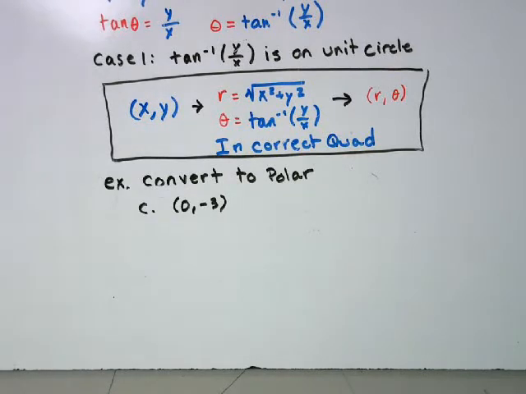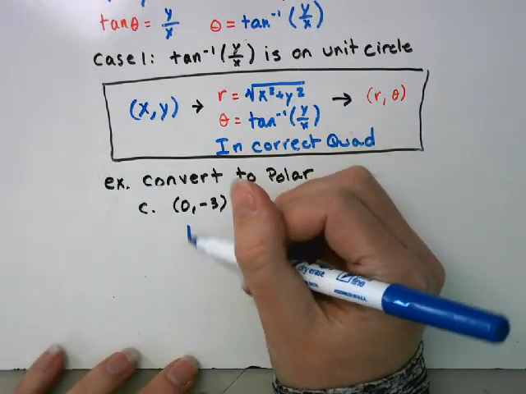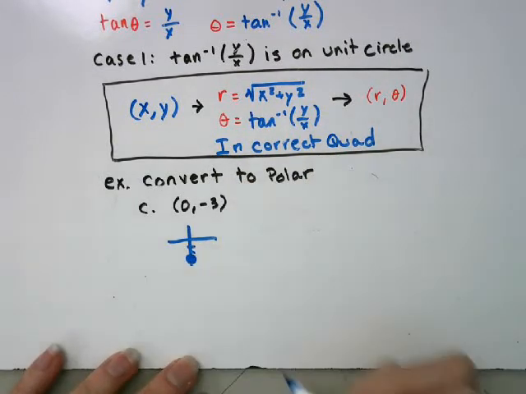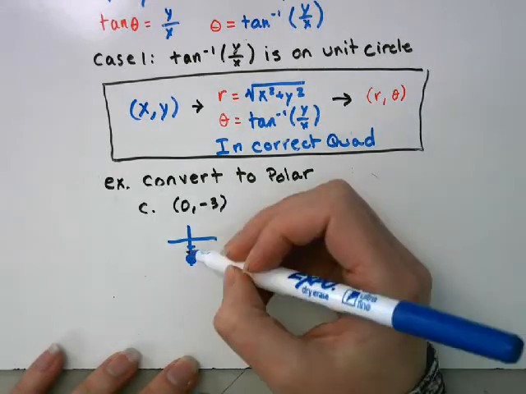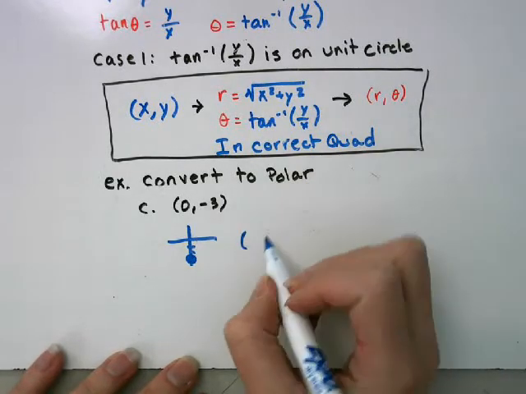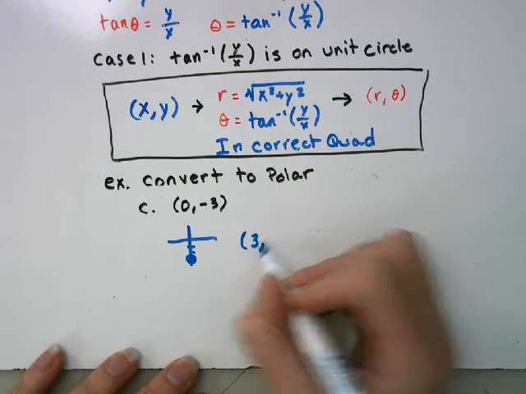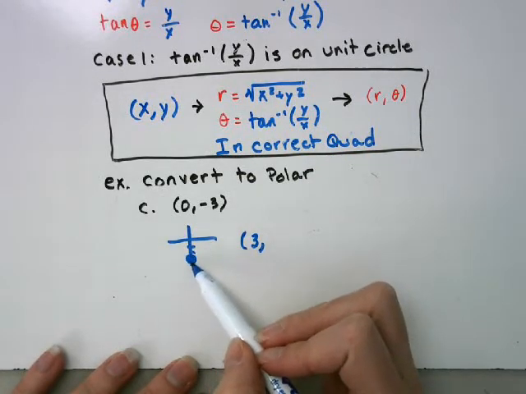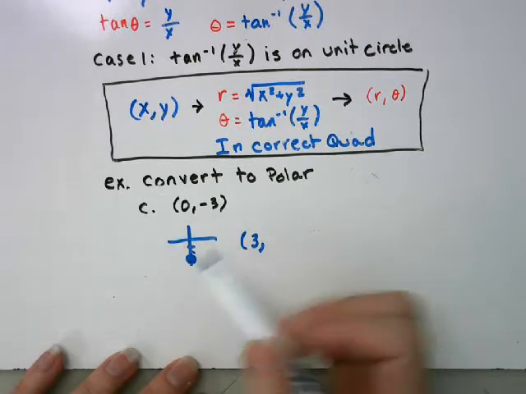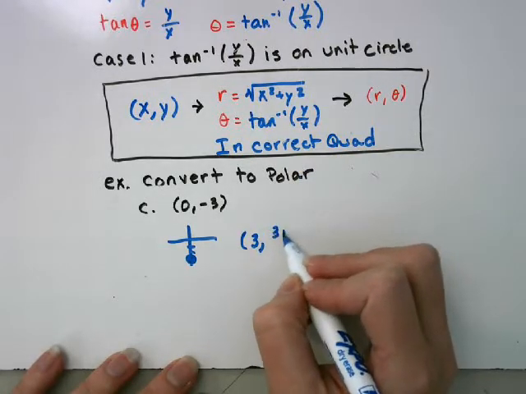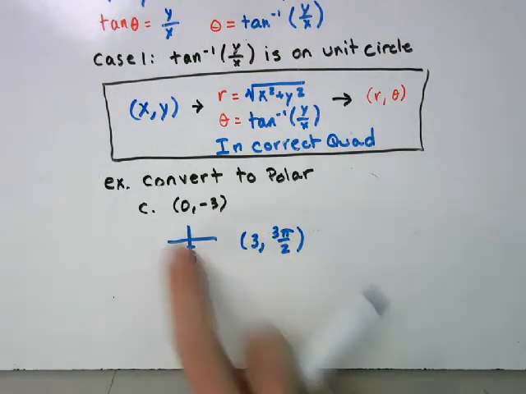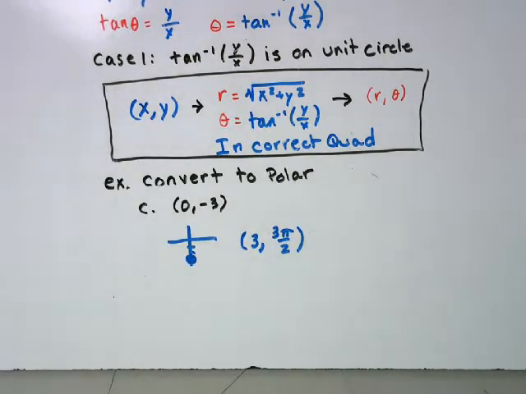Okay, we're going to do one more, and I'm not really going to do any calculations. I'm just going to draw this. So 0, -3 would be this point here. R is the distance from the pole, so that's going to be 3. And then my theta, well, what's the angle if we're down here? Think about this as being the polar plane. This is going to be 3 pi over 2. So if it's on one of the axes, we just need to find which one corresponds.